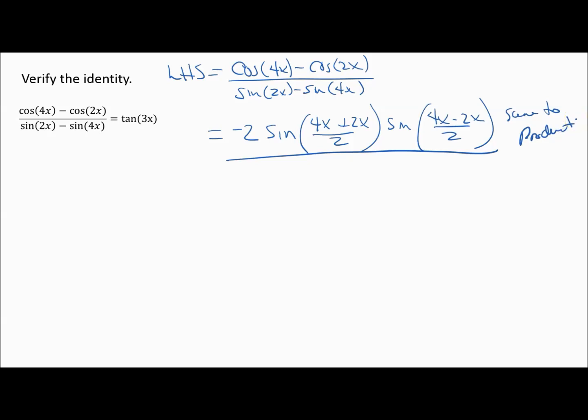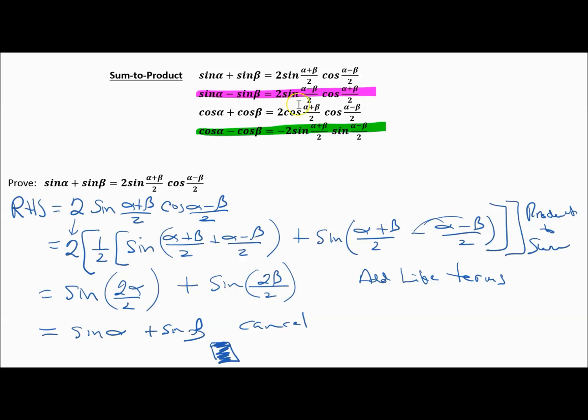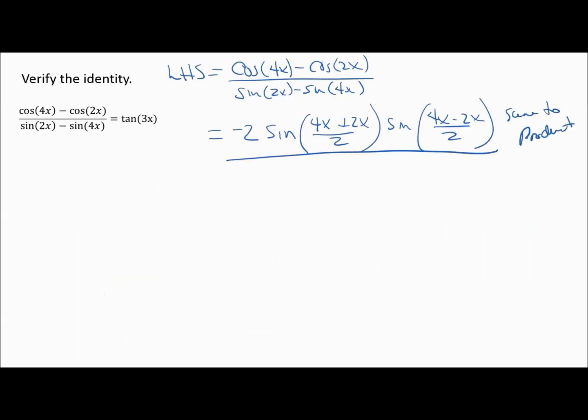I'm going to do the same thing in the denominator, but with the appropriate formula. So I'm doing a sine minus a sine. So I'm going to look up the formula for sine minus sine, and actually it's the highlighted pink one. It's positive 2, sine of them subtracted, divided by 2, cosine of them added, divided by 2. So 2 sine of them subtracted, 4x minus 2x divided by 2, cosine of them added, 4x plus 2x divided by 2. And this is sum to product again.